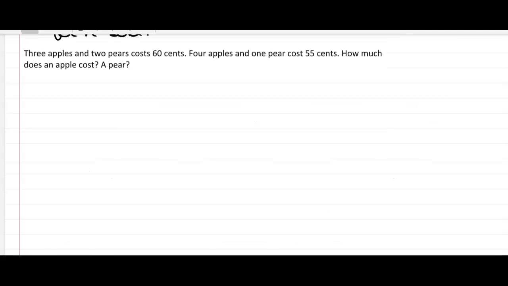Go ahead and write it down. We've got 3 apples and 2 pears that cost 60 cents, and 4 apples and 1 pear cost 55 cents. How much does each apple cost? So we're talking about two situations and we have two totals. We have the total of 60 cents and we have a total of 55 cents. And we bought apples and we bought pears.